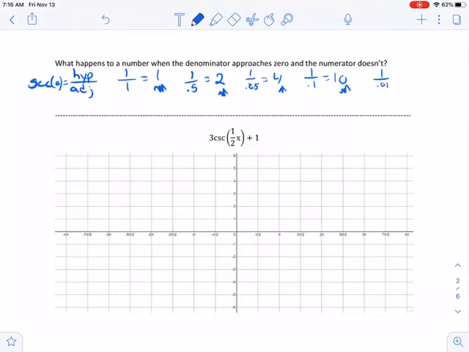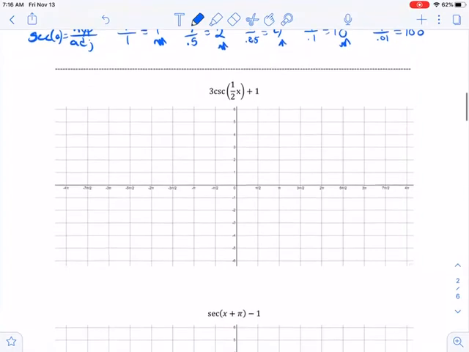Okay, so 1 divided by 0.01 is going to end up giving me 100. So as the denominator gets closer and closer to 0 and the numerator doesn't, that's why I end up approaching infinity at those points. And that's a pretty important concept to recognize: when a denominator approaches 0 and the numerator doesn't, that is pretty much a recipe for having a vertical asymptote or shooting off to infinity on our graph.